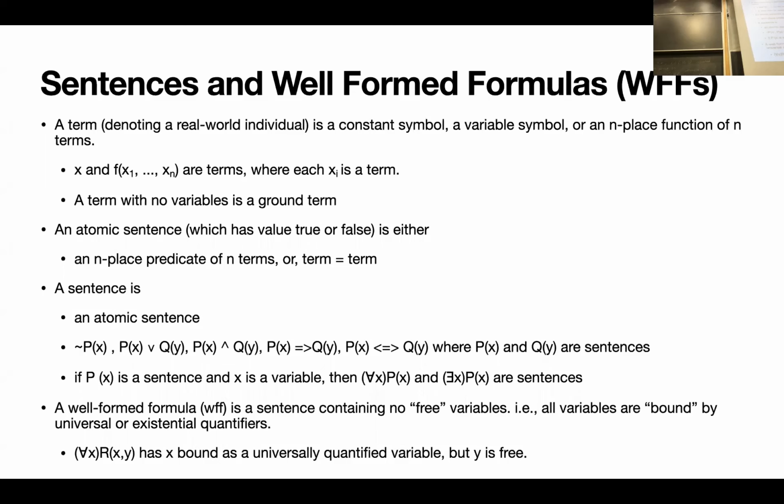In particular, this last bullet point: any propositional formula cannot contain any free variables. So a well-formed formula cannot contain free variables. They all have to be bound by either an existential quantifier or the universal quantifier. For example, in this sentence, for all x R(x, y), x is bound by the universal quantifier, but y isn't bound. So y is free.